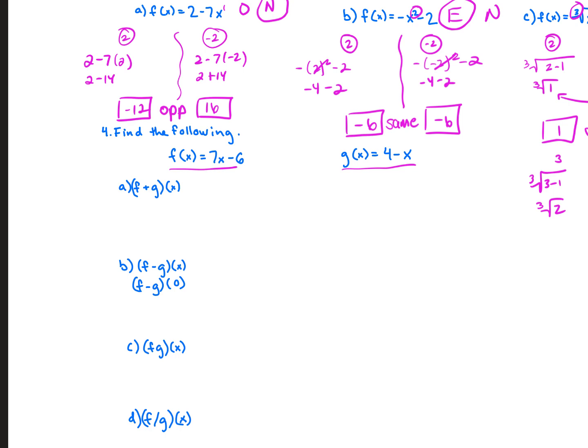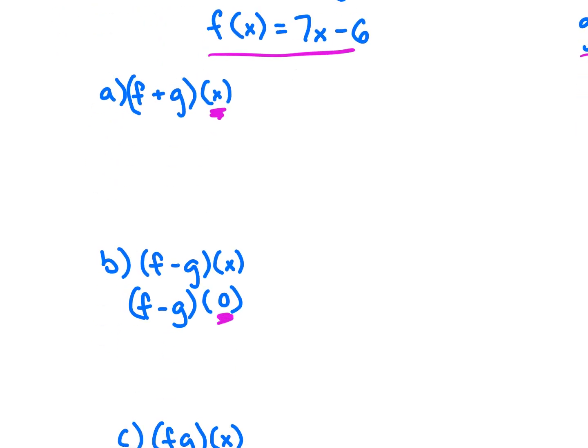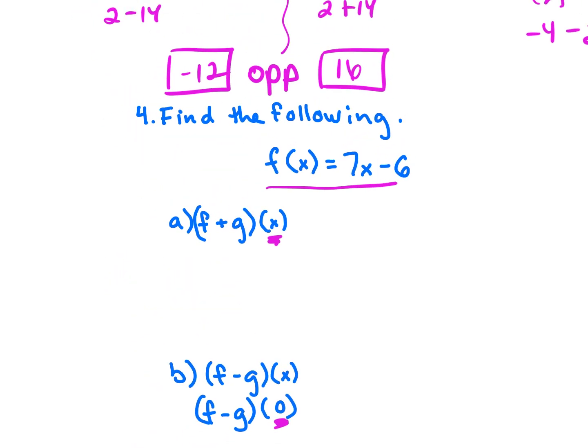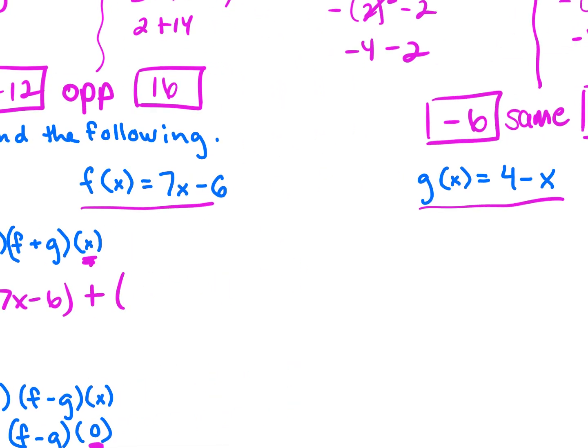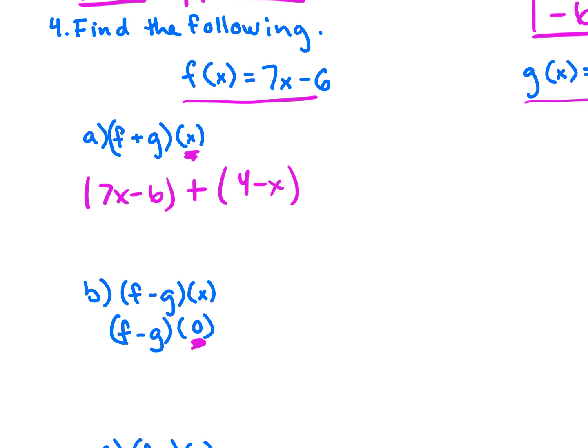But how is the first one different from the second one? If you guys have something in terms of x, what letter should be in your answer? An x. If you have something in terms of a number, you should have a number answer. So in letter A, all they're doing is saying, okay, take the f function, which is 7x minus 6, and add it to the g. You're just combining like terms. So 4 minus x. You guys agree? Since we're adding, we don't have to distribute negatives or anything like that. So what is 7x minus 1x? 6x, and then -6 plus 4. -2. There you go. That's it.